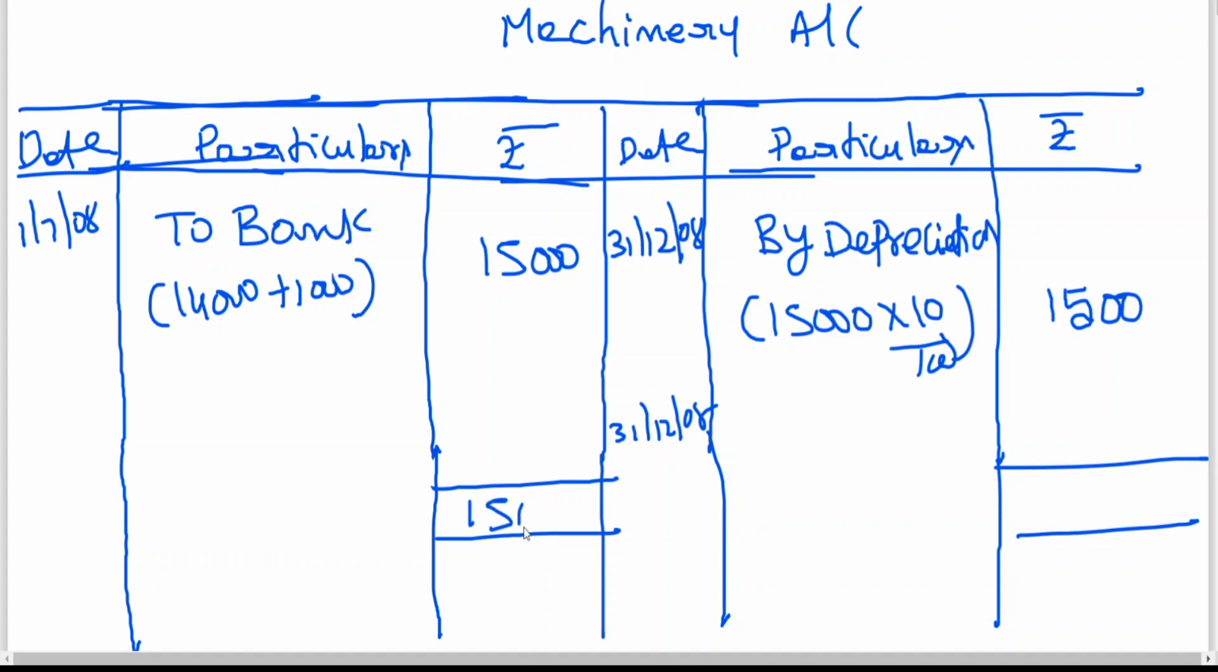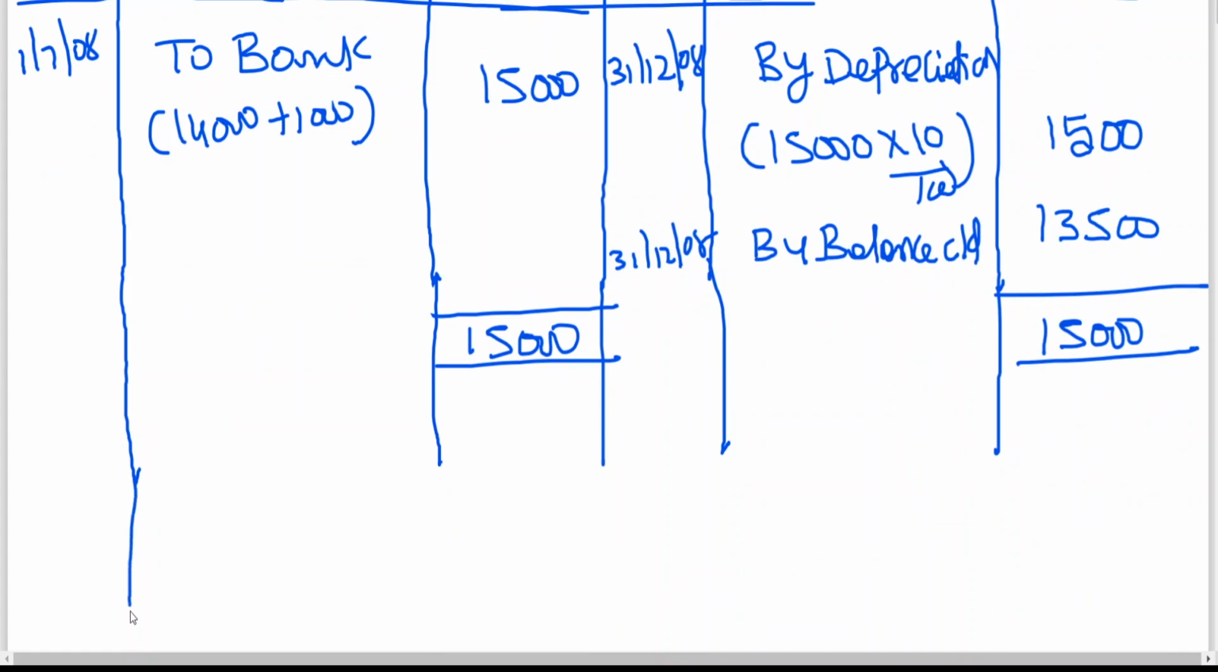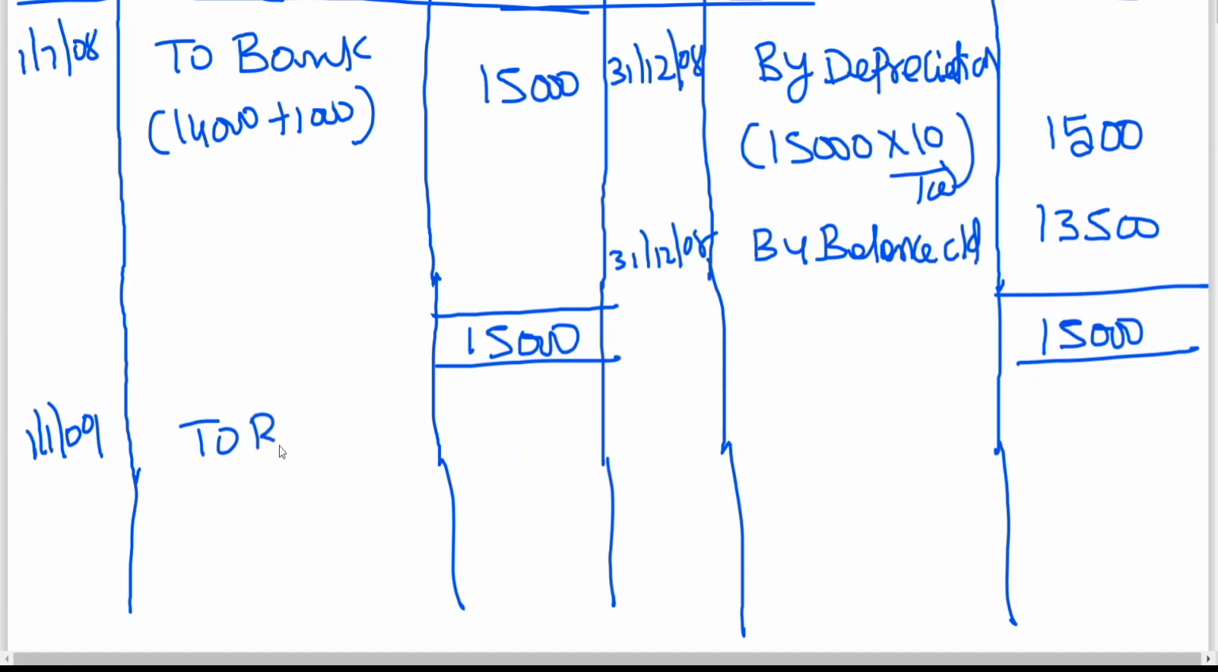So 15,000 minus 1,500, you are getting 13,500. This is by balance carried down. This will become the opening balance for the next year, 1/1/2009. To balance brought down 13,500. Then 31st December 2009.